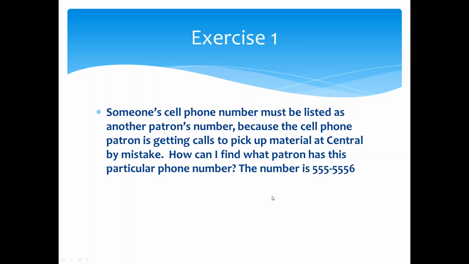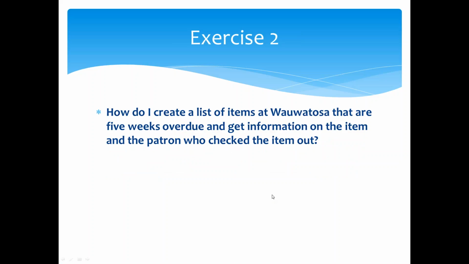Okay, this one's a little bit more complicated. Exercise 2 is, how do I create a list of items at Wauwatosa that are 5 weeks overdue and get information on the item and the patron who checked the item out? This will take a little bit more thinking, but does anyone have any ideas? Let's keep it to, what fields would I be searching on? First of all, what's my stored record type? And what fields would I be searching on to get this information?